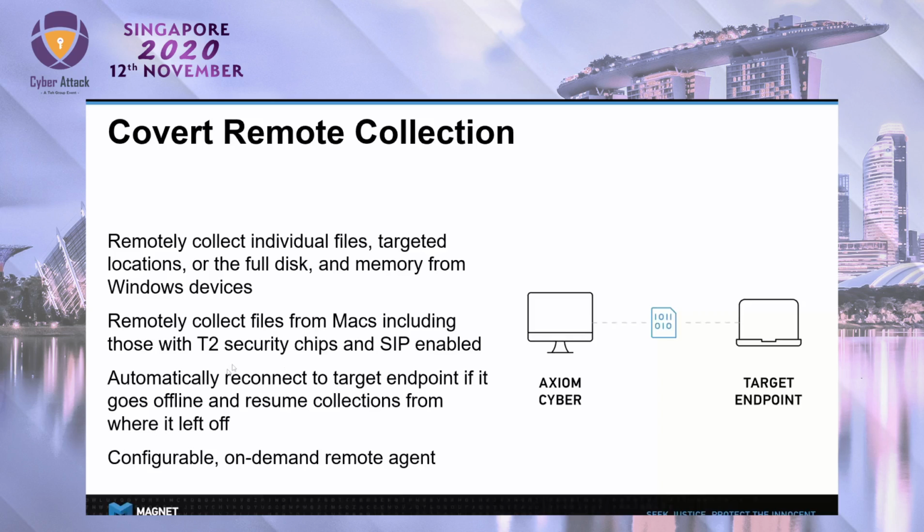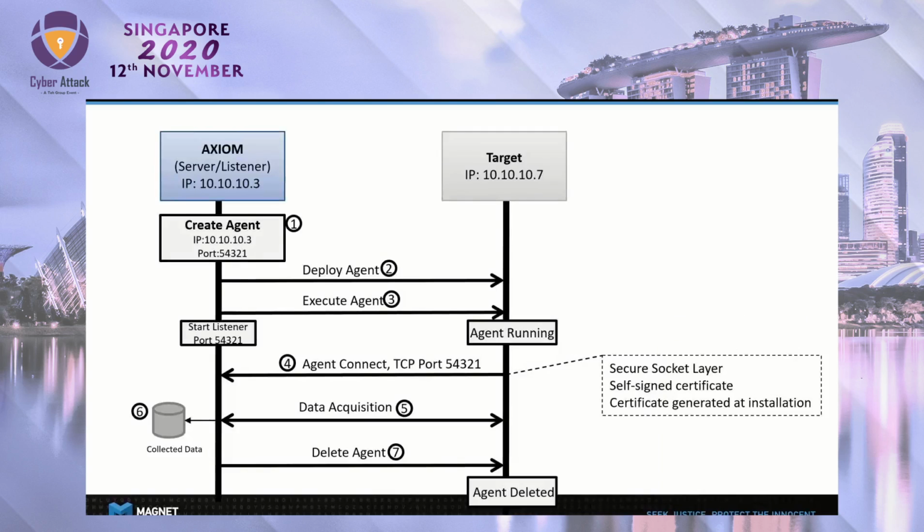And some of the features we've got built into this is automatic reconnection. So if the target drops off the network and comes back on, the remote access will pick up essentially where it left off. And it's quite configurable. And I'm going to dive in a bit deeper and show you this today. So I just wanted to give a bit of an overview of what this remote acquisition looks like.